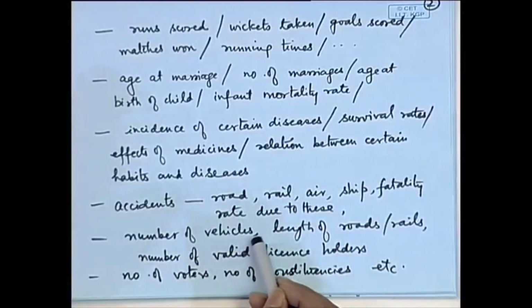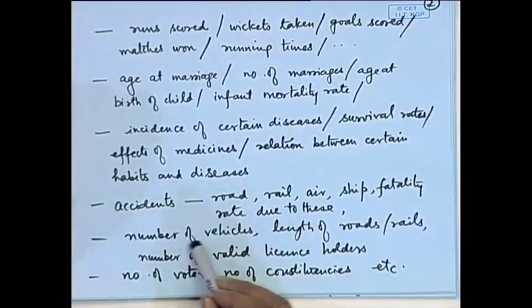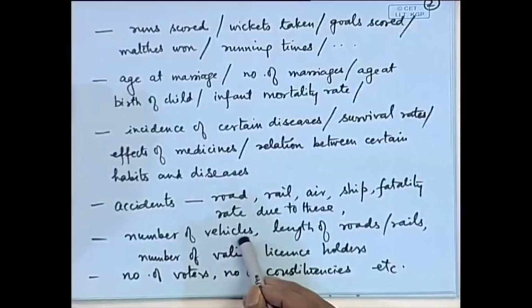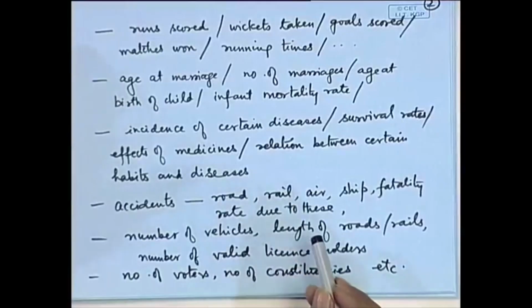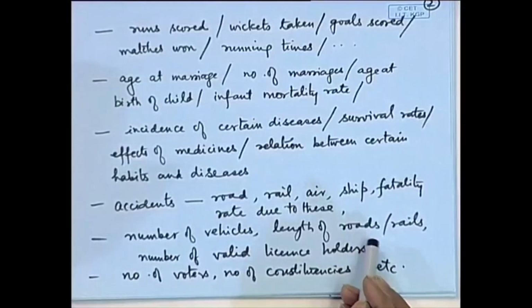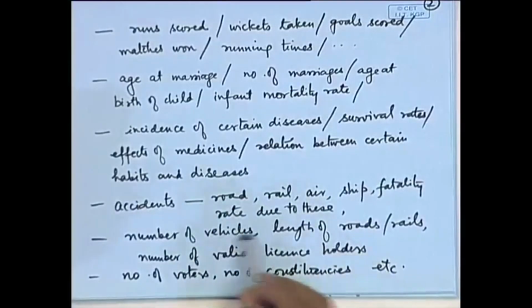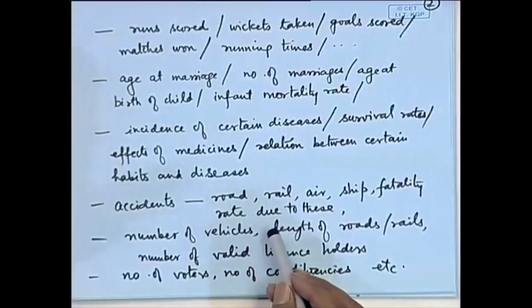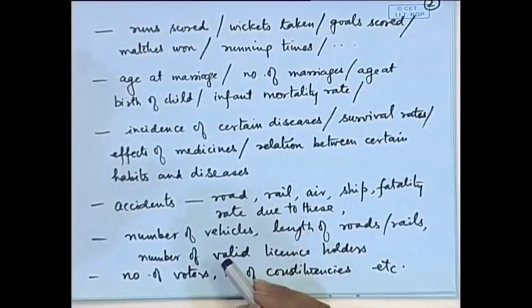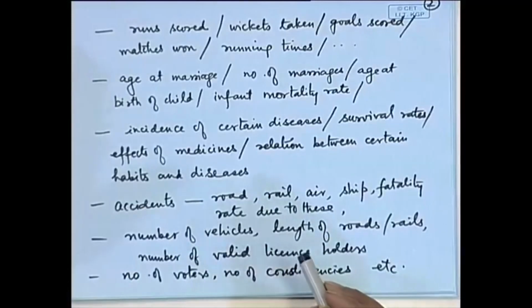Another kind of information which is extremely useful to companies which produce automobiles. For example, how many automobiles are already available in the country, what is the length of the roads, how many people are in the age group which can hold a valid license for driving those vehicles. This type of information is useful for automobile companies to estimate how much production they should do.